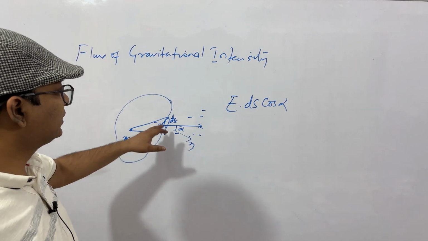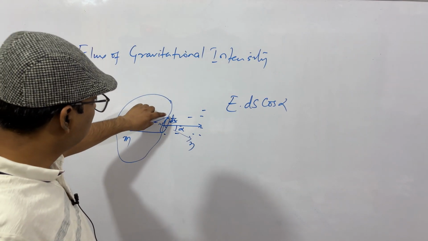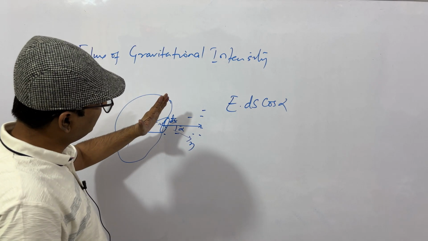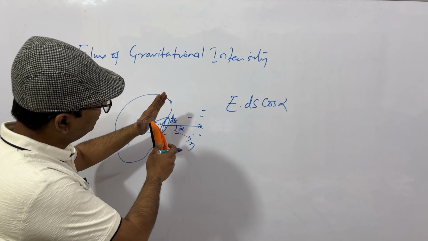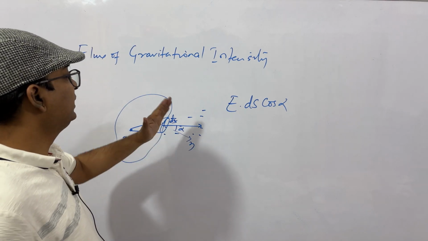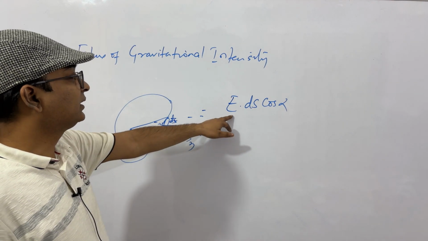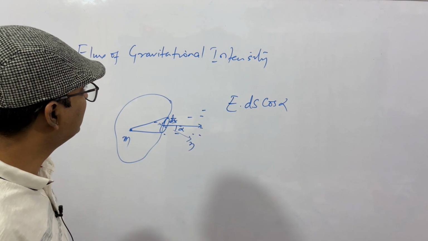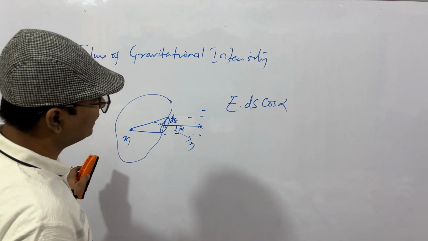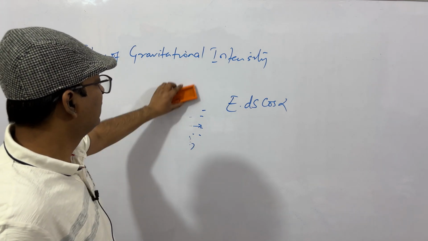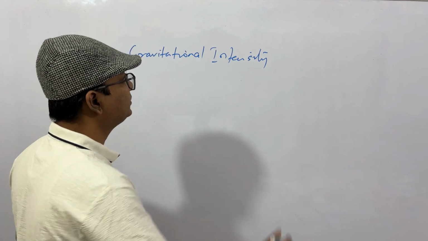You have seen this concept in electricity also. Again, let's say this is at an angle of alpha to the normal. So what will it be? It will be ds cos alpha to this side, and E is the gravitational intensity. So E into ds cos alpha is flux of gravitational intensity. Clear? Now we have Gauss's theorem on this.